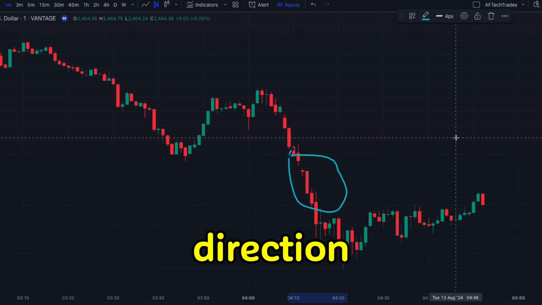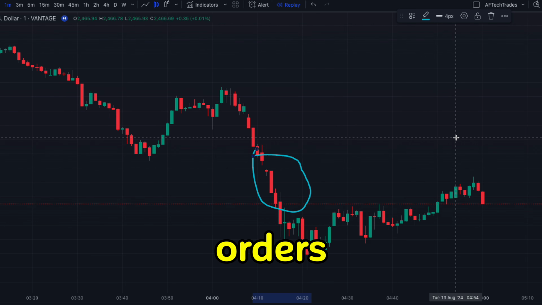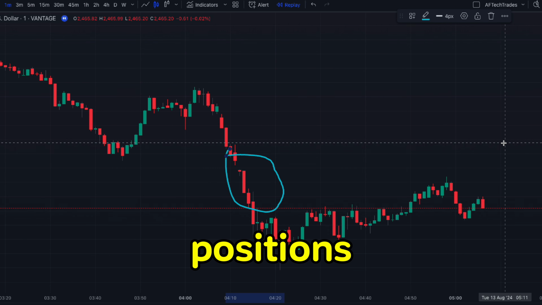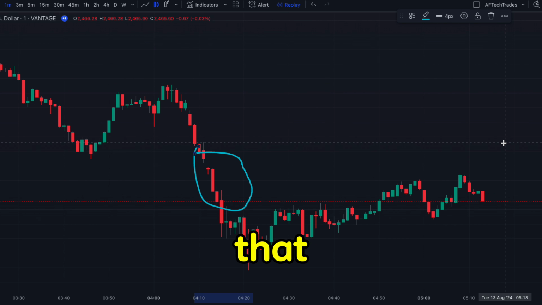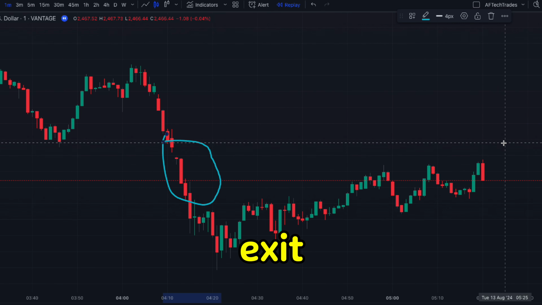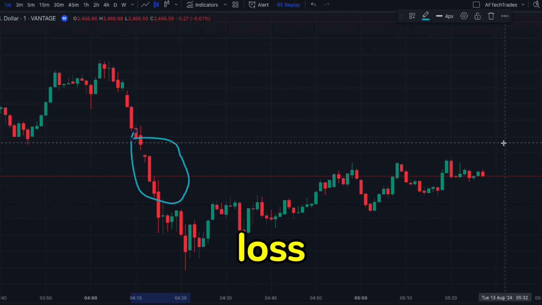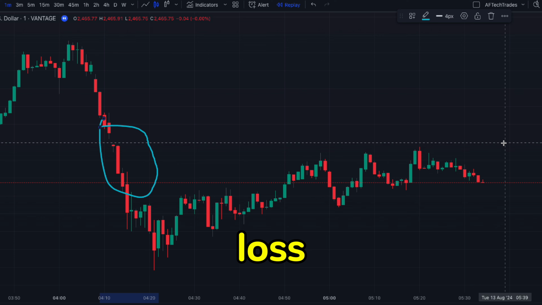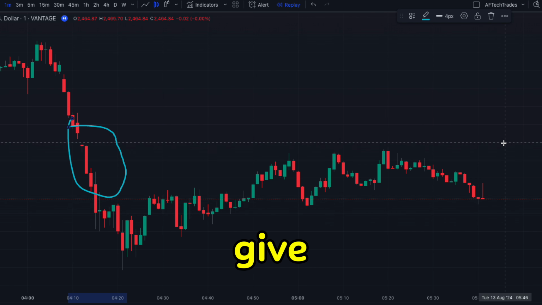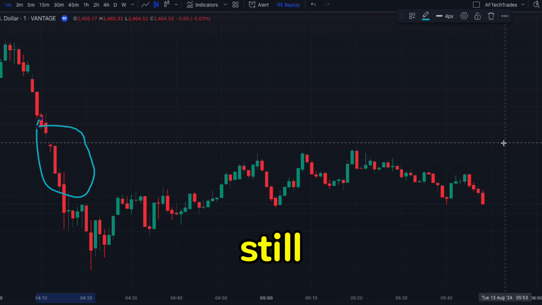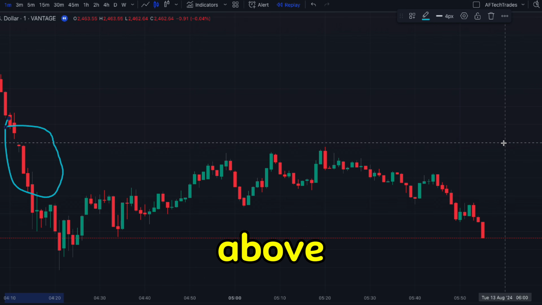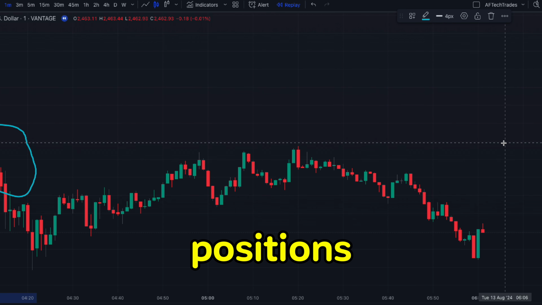Set trailing stop-loss orders below recent swing lows for long positions. This ensures that if the price reverses, you will exit the trade with a profit or minimal loss. By placing the stop-loss below recent swing lows, you give the trade enough room to fluctuate while still protecting your gains, or above recent swing highs for short positions.